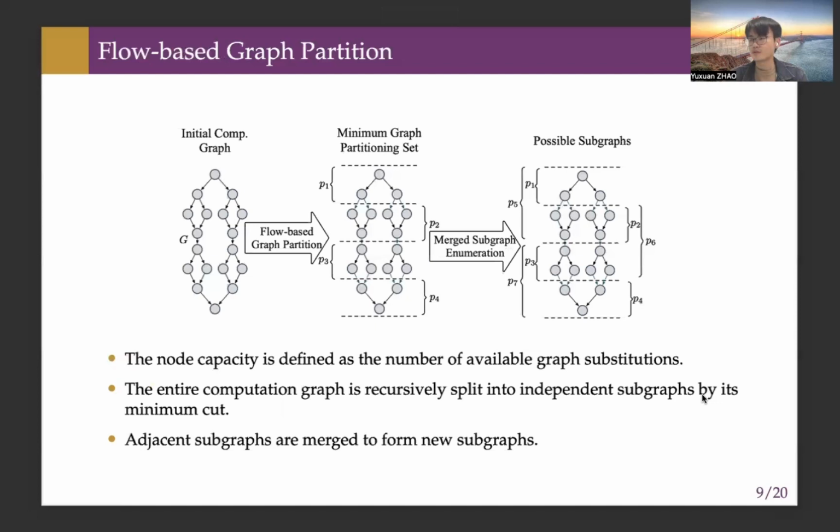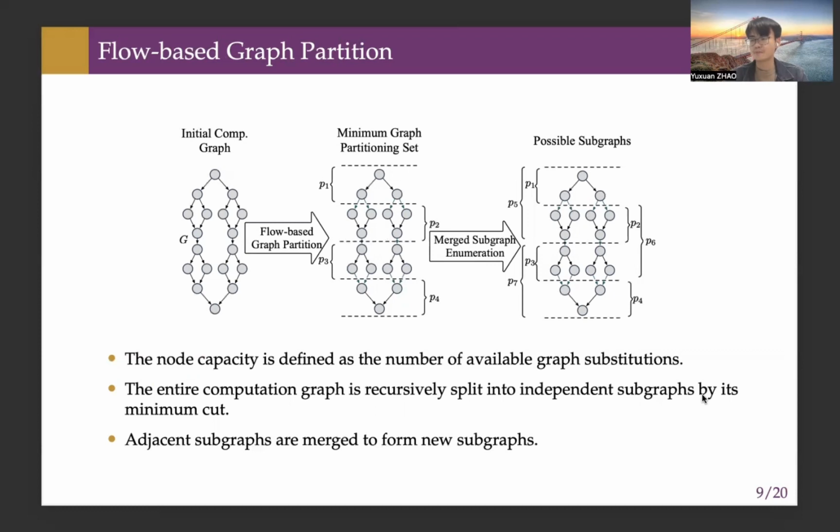Most modern DNN models are too large for direct computation graph optimization. An effective graph partitioning strategy is highly desired. We define the node capacity as the number of available graph substitutions, and we would like to find the node cut with minimal capacity sum to split the graph and preserve most optimization opportunities. This task can be transformed into a network flow problem. The entire computation graph is recursively split by its minimal cut until the size of each subgraph is less than a lower threshold.